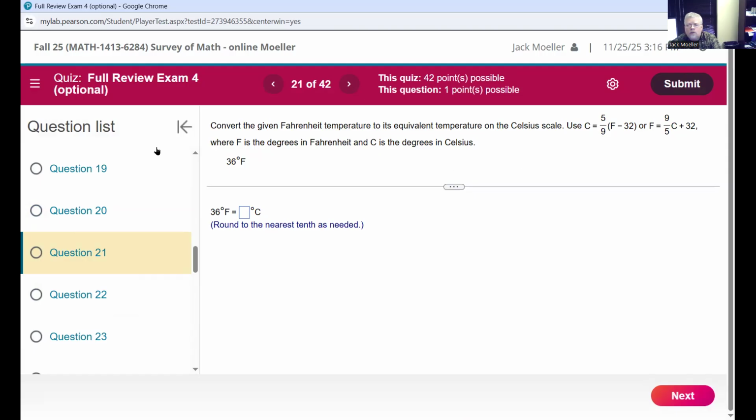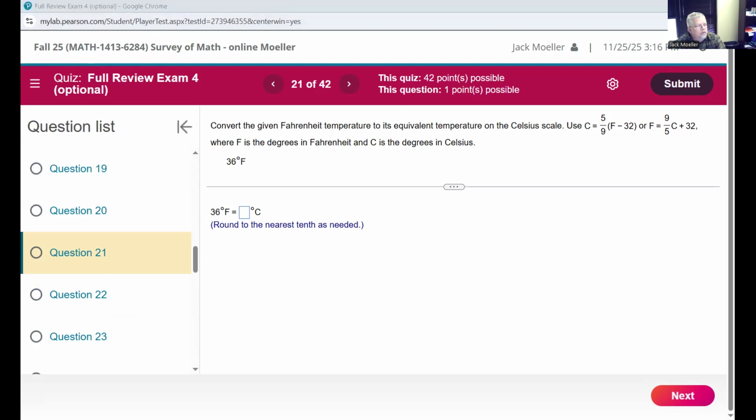And so we are converting Fahrenheit to Celsius. So which do we use, the C equals or the F equals? Well, if you want C, use C equals. If you want F, use F equals. And when they tell us 36F, they're telling us F is 36. So let's do this problem, number 1. We're trying to find C. So C is equal to 5/9 parentheses F minus 32, and we have 36 degrees Fahrenheit.